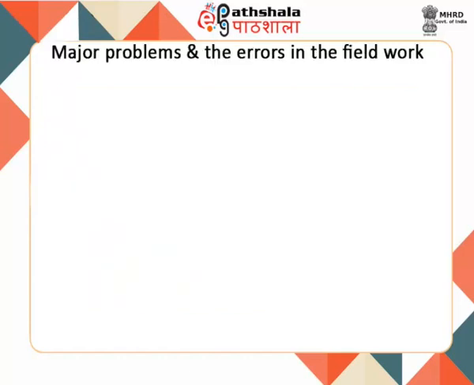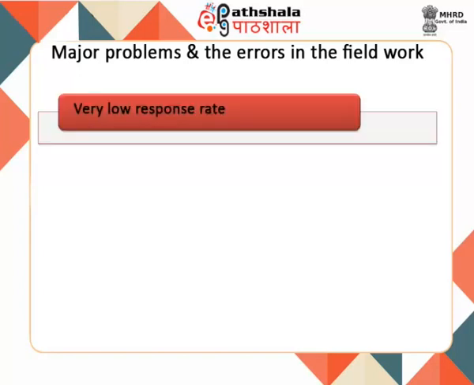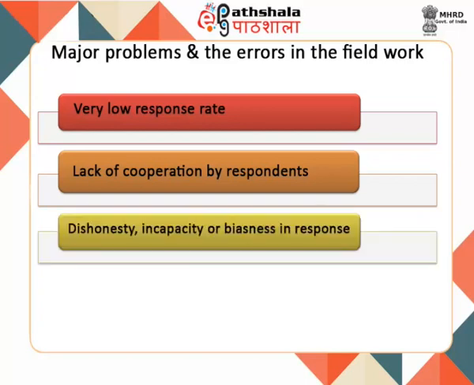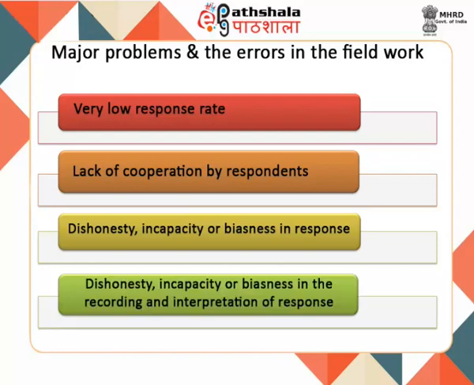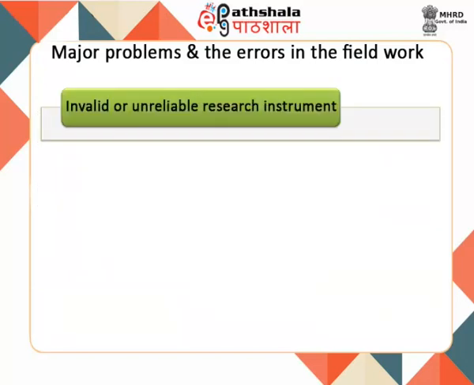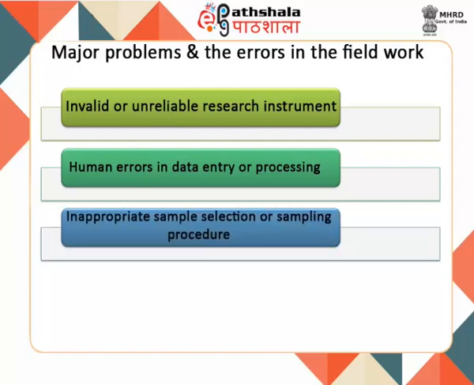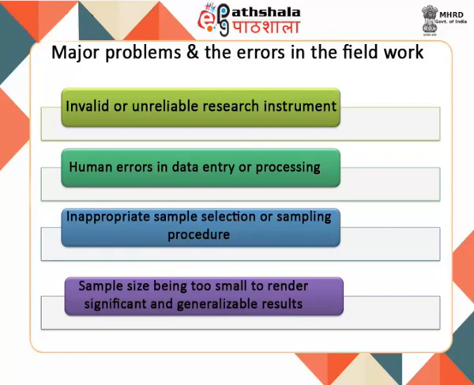Let us discuss the major problems and errors in fieldwork. These are very low response rate adding up to the cost of fieldwork, lack of cooperation by respondents in giving correct and consistent response, dishonesty, incapacity, or biasness in response by respondents, dishonesty, incapacity, or biasness in the recording and interpretation of response by the interviewer, invalid or unreliable research instrument, human errors in data entry or processing, inappropriate sample selection or sampling procedure, sample size being too small to render significant and generalizable results.